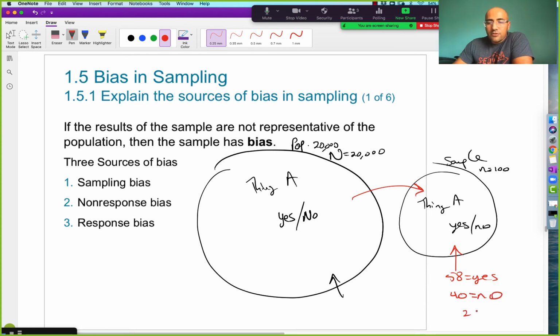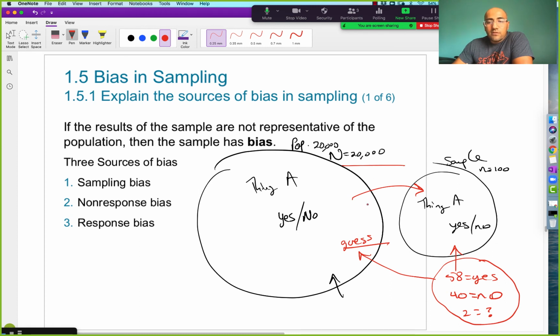And that means that 2, they have no idea. I don't know what I'm talking about. What thing? There's a thing A? I've never heard of it. Okay. So this is the results we get. There's no controversy here. This is exactly the results, right? No doubts at all. This is what I got. But the point is that we want to use this information from my sample to make a good guess about these people, right? The 20,000.